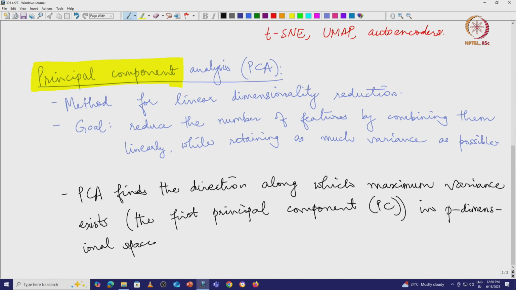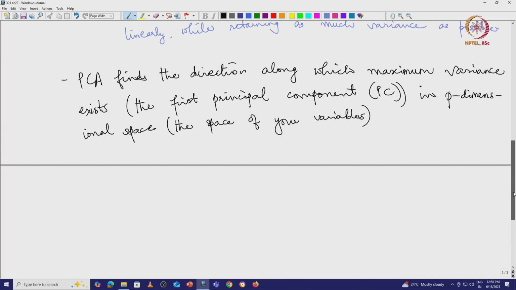Okay, so, you have p features, right. So, therefore, you exist in a p dimensional space. Remember there are no target variables here, right. So, that is the space of your variables, right. So, these variables can include your features as well as your target variables, but it is not labeled in the sense that you are not wanting to predict the target variable. Okay. So, PCA finds this first principal component, right.